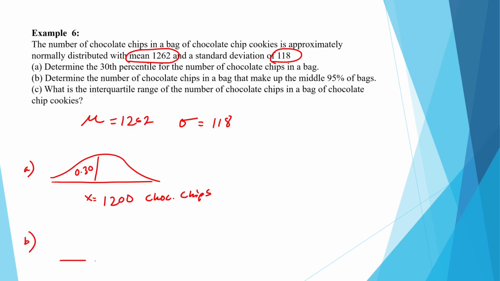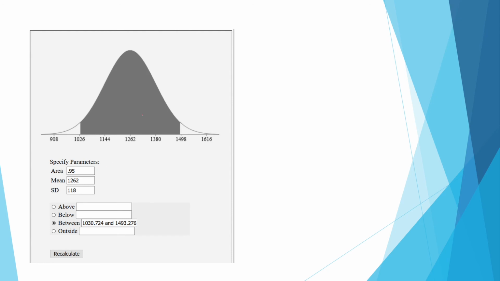In part B, we're looking for the middle 95%. So we're looking for the x value that will be on the left and the x value that will be on the right. The area is going to be that middle 95% that we're looking for. Enter the mean and standard deviation, and don't forget to click between.